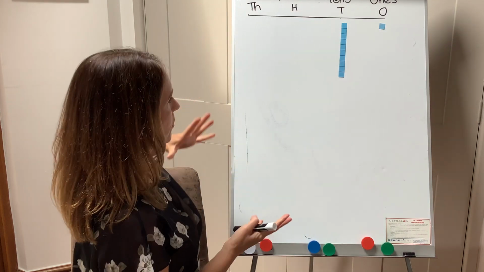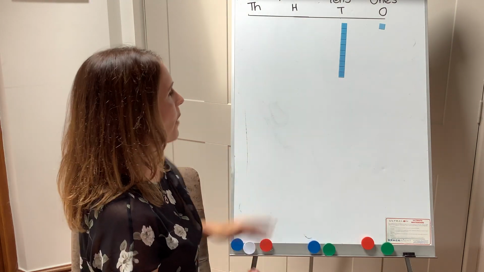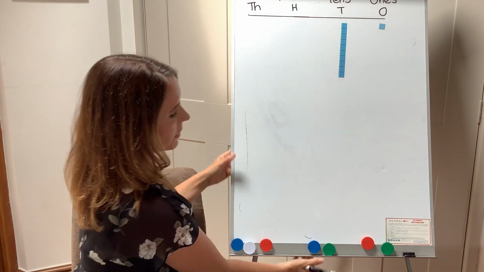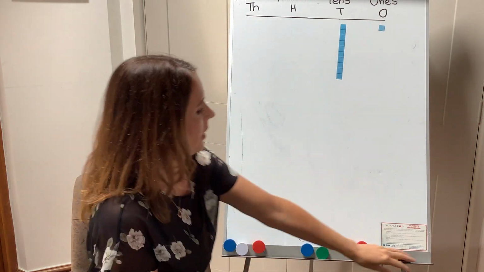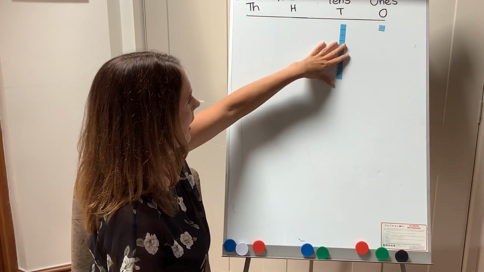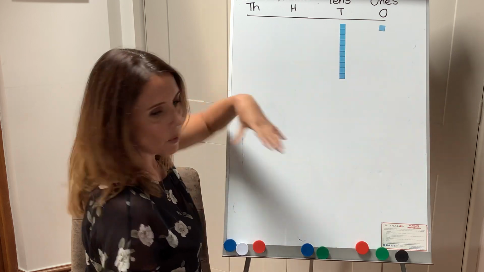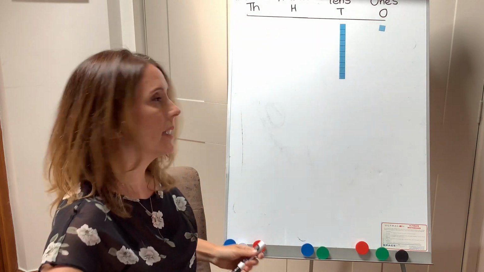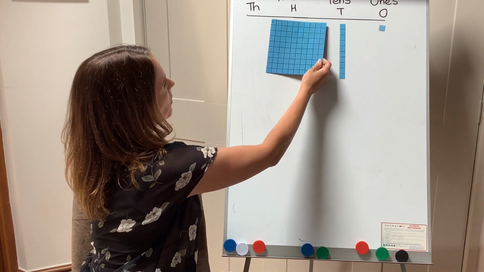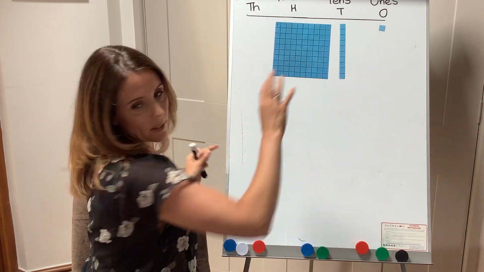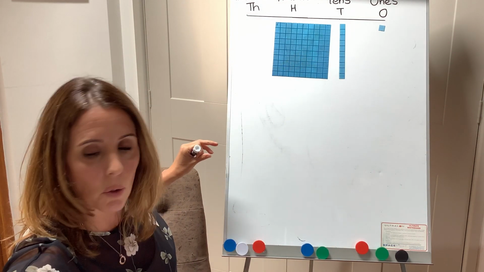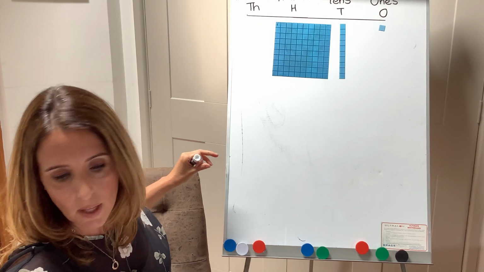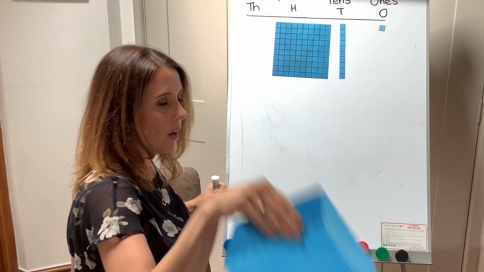Now our number system works so that it gets 10 times bigger each time. So if we look at the number 1, when it gets 10 times bigger it becomes 10. When 10 becomes 10 times bigger, it becomes 100. And when 100 becomes 10 times bigger, it becomes 1000.